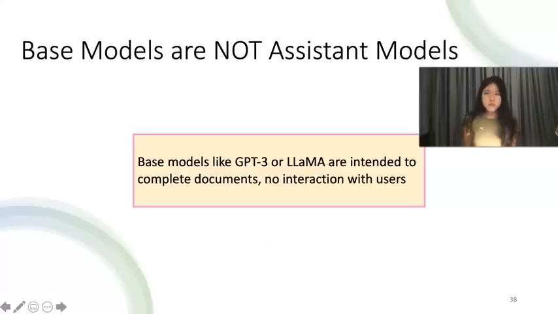I want to say that base models are not the assistant models. Base models, like pre-trained models such as GPT-3 or Llama, are intended to complete documents, with no interactions with users. But pre-training shouldn't be the limit. The model can be further fine-tuned. So now let's go into the second stage, supervised fine-tuning.